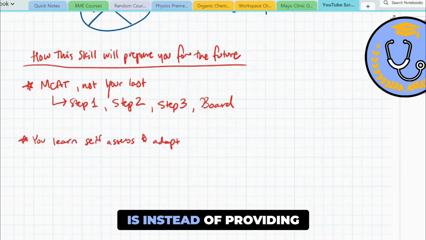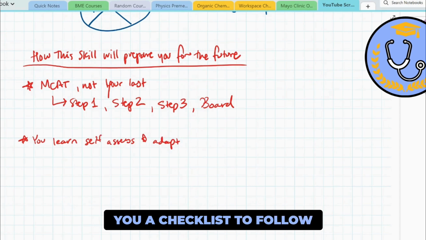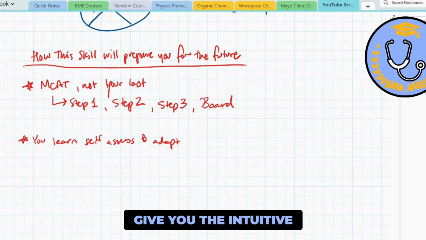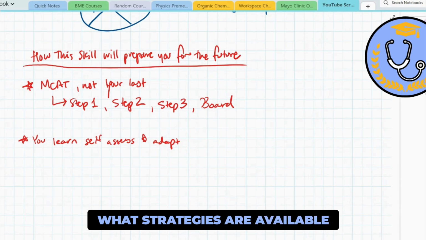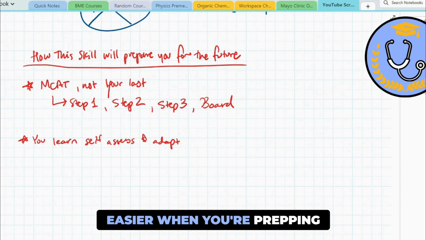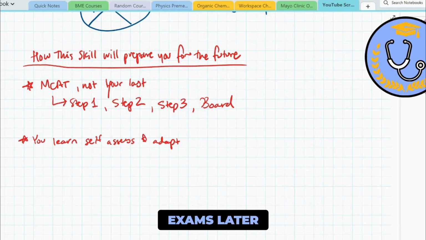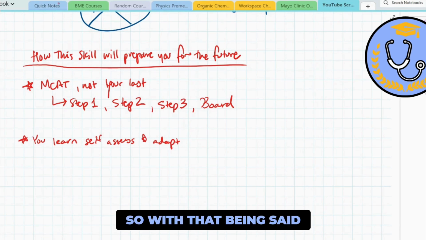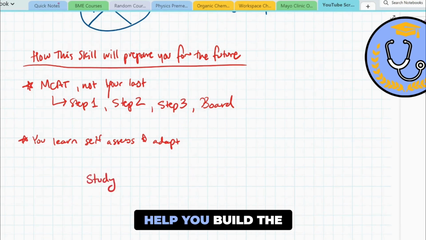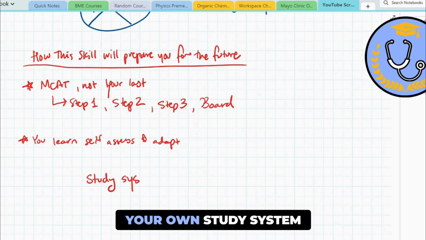And so our goal is, instead of providing you a checklist to follow, to give you the intuitive skill set to know when to focus on your weaknesses, how to pivot, what strategies are available. And this skill will make your life much easier when you're prepping for the MCAT in the next few months and for your board exams later. So with that being said, let's kick it off. Our goal is to help you build the skill set of building your own study system.